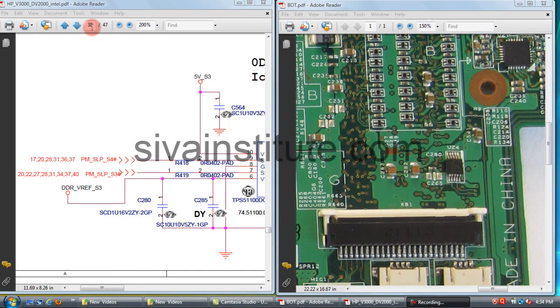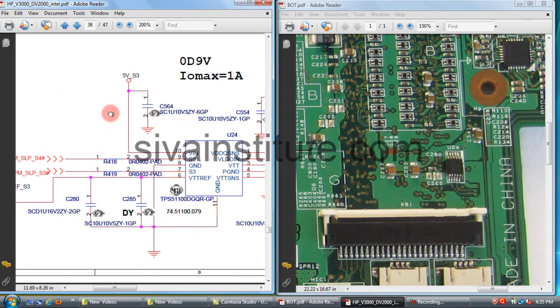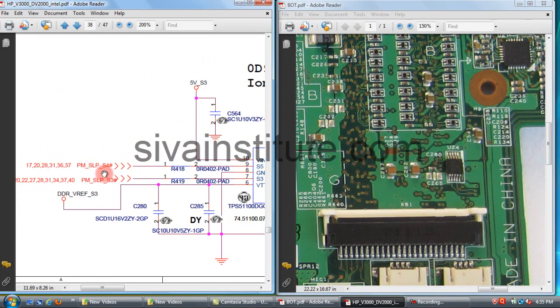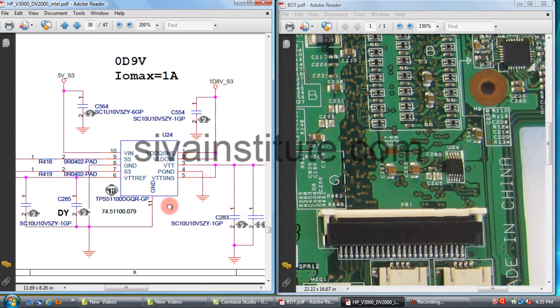This is page number 38. This is the memory termination supply. See here, the SLP S4 command, 3.3 volts, comes to pin number 9 of U24. This is U24, this IC. When you give voltage to pin number 10, 1.8 volts to pins number 1 and 2, and the command to pin number 9, this output will come out from pin number 3 and 5.